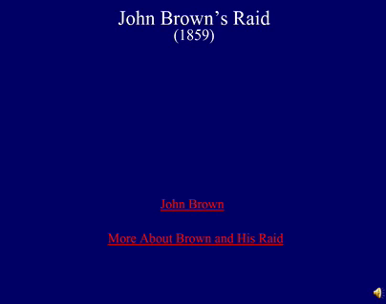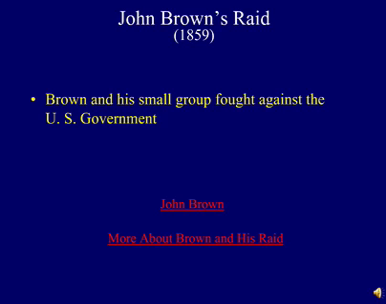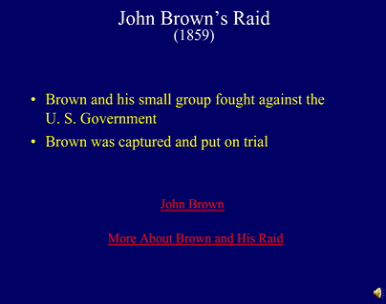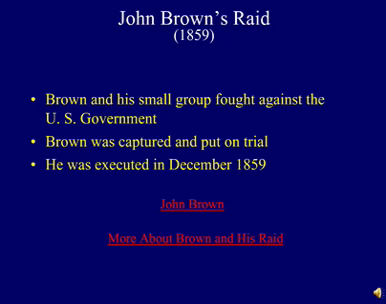The plan was doomed to fail from the start. It involved Brown and his 18 followers fighting against the United States government. Soon after they captured the building, it was surrounded by local militia. Brown was then arrested, put on trial for treason, and executed by December. For more information about Brown and his actions, you may click on the hyperlinks below.